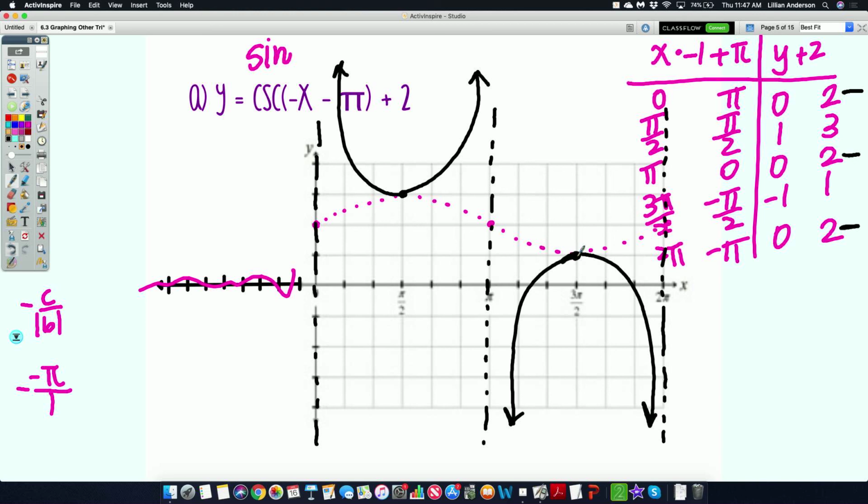If I had a number in front of it, what would you do? You just treat it like a normal A. You would have a vertical stretch, and then the maxes and the mins on the black graph would be further spaced out from each other.